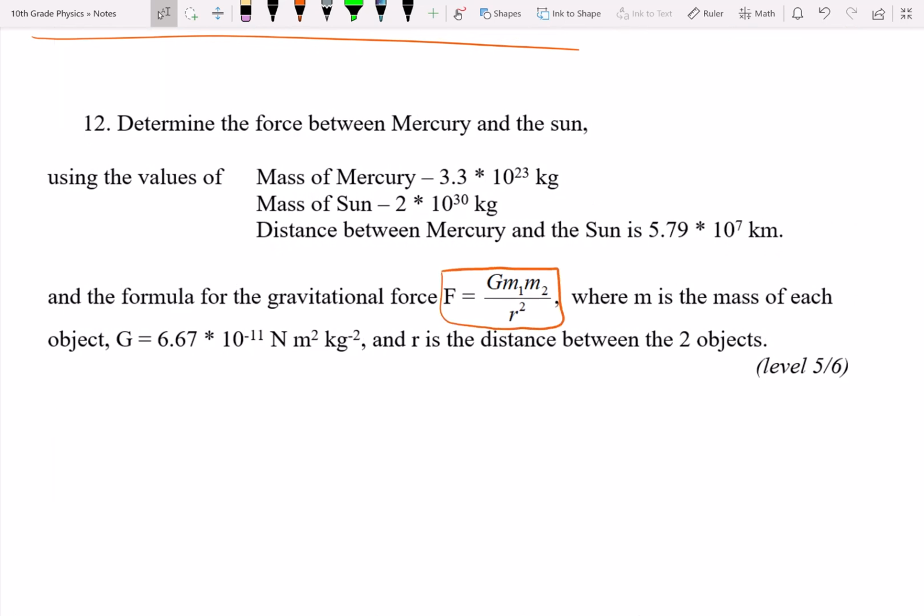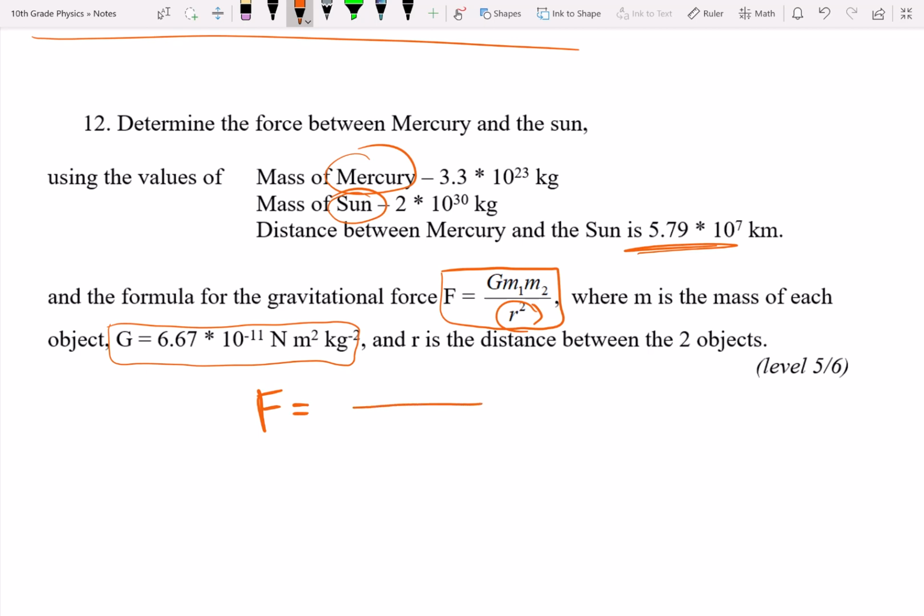What it says is the force felt by gravity is equal to G, which is this constant, the gravitational constant, times mass 1, which would be like the first body, in this case Mercury, times mass 2, which is the mass of the second object, which in this case is the sun, divided by r squared, which is the radius, the distance between the two. Right, so this is very, very simple if you have a calculator. Right? Just plugging in, determine the force between Mercury and the sun.